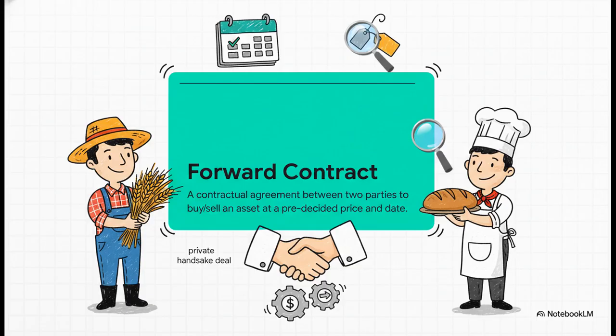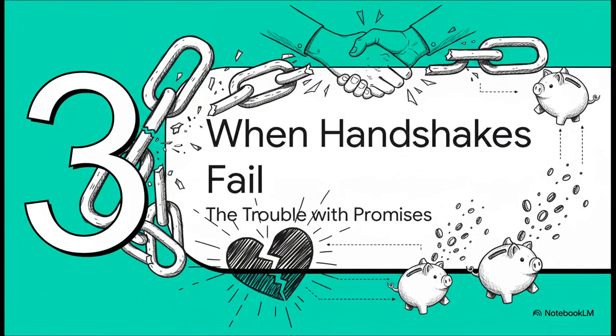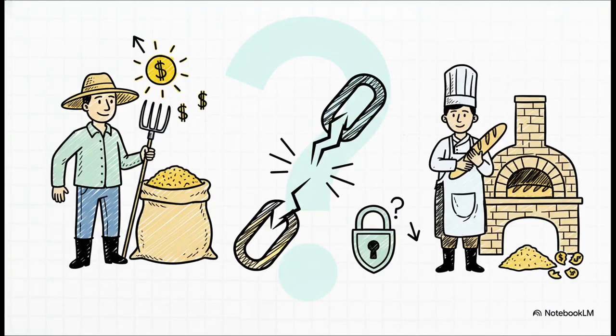Well, not quite. See, the very thing that makes this deal so simple, its privacy, its informality, is also its greatest weakness. Because at the end of the day, it's all based on a promise. And sometimes promises get broken. Yeah, just think about it for a second.